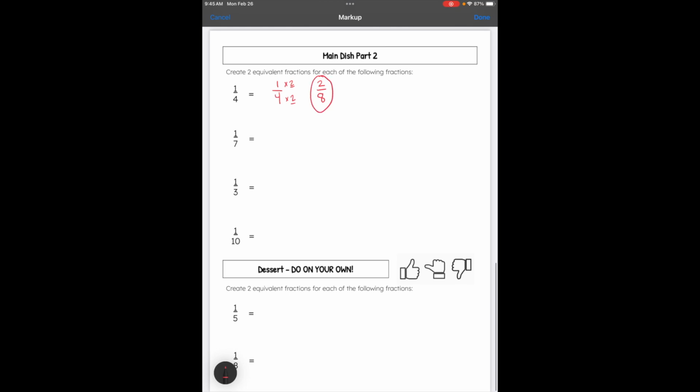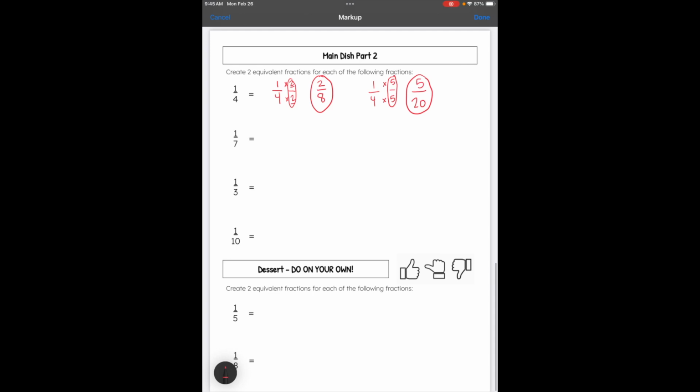So there's 1. Maybe this time I want to do times 5. So I would get 5/20. No matter what, 2/8 and 5/20 are equivalent to 1/4. They are the same value. Notice we're multiplying it by 1. And when we multiply a number by 1, it doesn't change the value of the number.